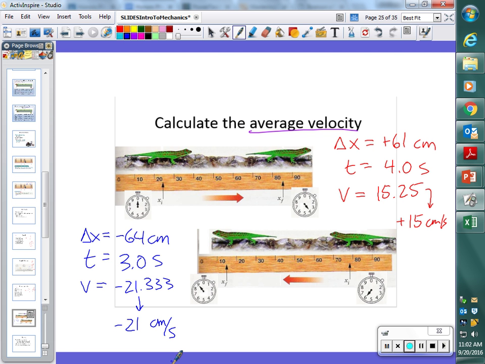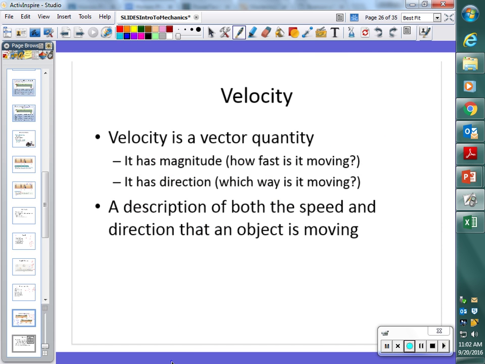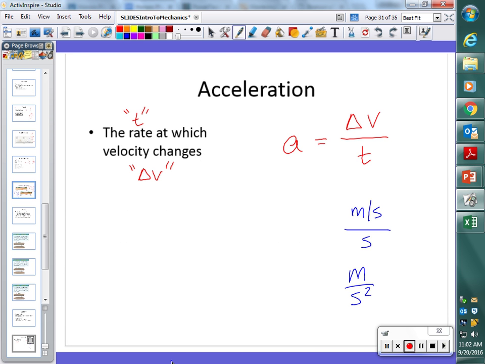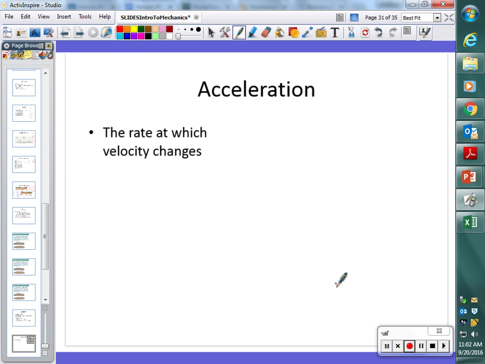The last question that we want to answer. Oh, we already did this one. All right. The last question that we want to answer. What will the object be doing in the future? The when, we've been using when, right? It's a time. Okay. So let me do the definition right now, and then we'll do the application of it tomorrow at the beginning of class. What will the object do in the future? We refer to that as acceleration.